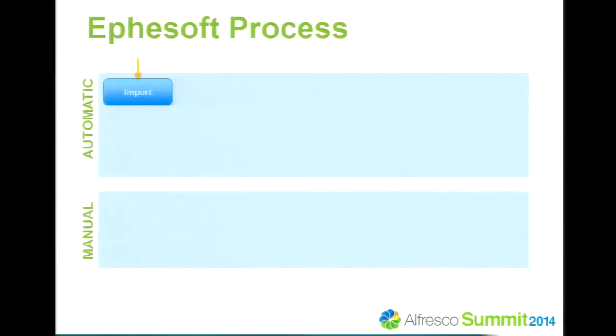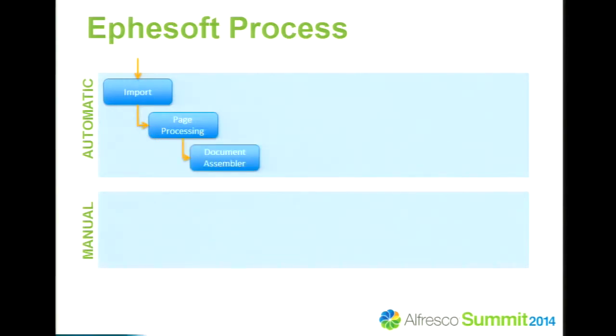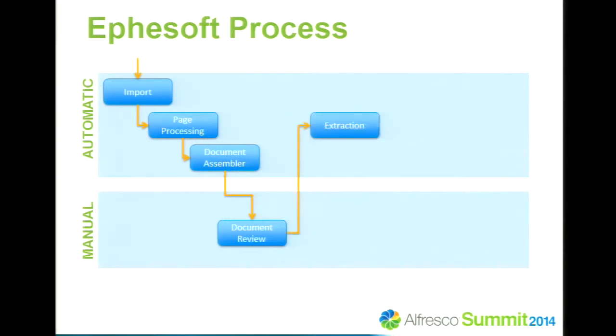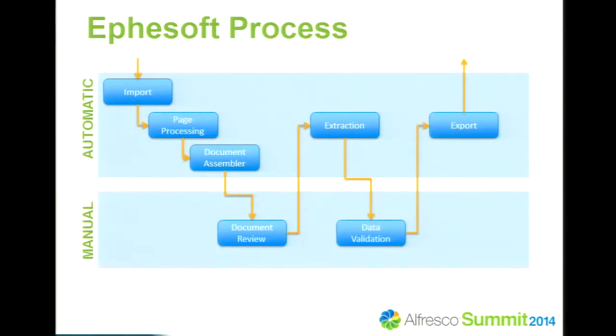The Ephesoft process is divided into 7 steps. The first one, you import documents in Ephesoft. The second one, Ephesoft splits documents in pages. After that, Ephesoft tries to recognize documents and to create logical documents from pages. The next step is the manual step, it's a review, but we'll explain that later. After that, Ephesoft extracts data from the HR tool based on employees. We ask the user to validate this information, and finally, we export these documents to Alfresco.